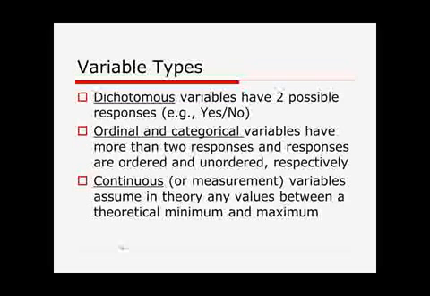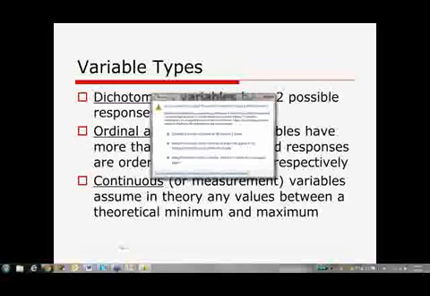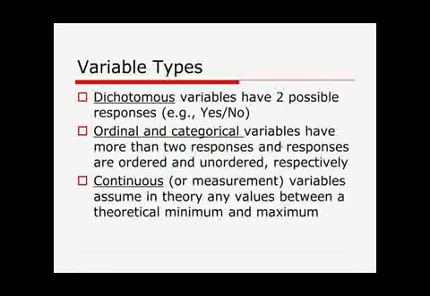A categorical variable, again, has more than two possible categories, but there's no ordering. The responses aren't higher or lower. So an example that we use a lot is race ethnicity. We're often interested in health disparities, and we might compare people of different race ethnicities and classify them into those different categories, and there's no ordering whatsoever.